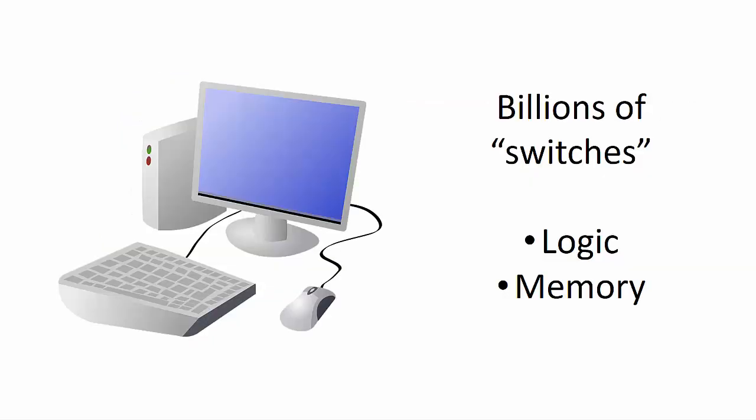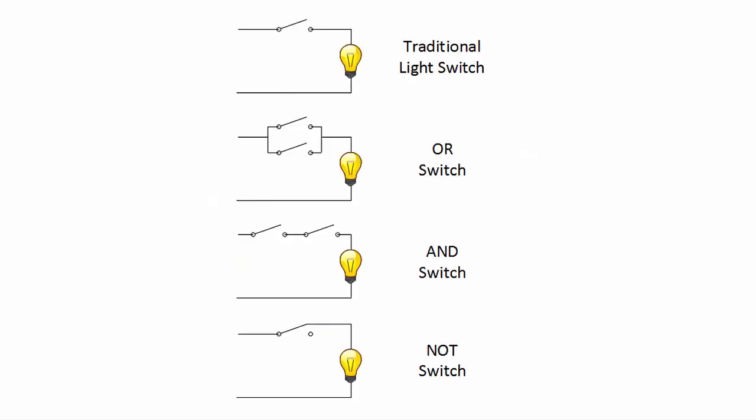So as I said, computers actually have billions of switches or transistors inside of them. And those switches are used for 2 purposes. The first is logic, and the second is memory. So in this diagram, we can see how a simple switch can be used to represent our different logical operations. Now, we've already had a discussion about Boolean logic, but this just shows you a quick example of how switches could be used for our different logical operators.